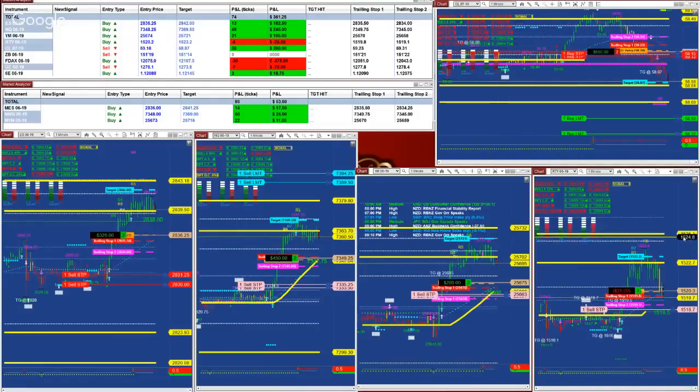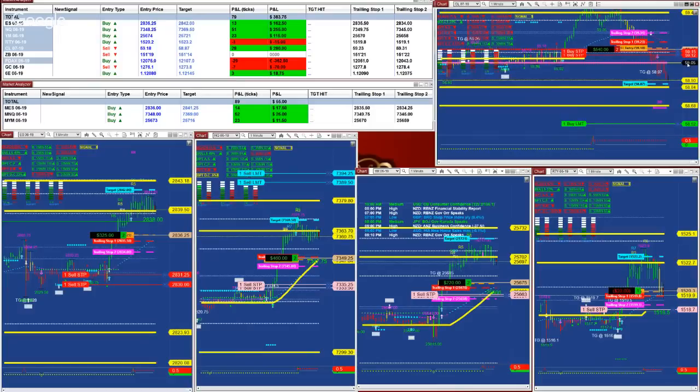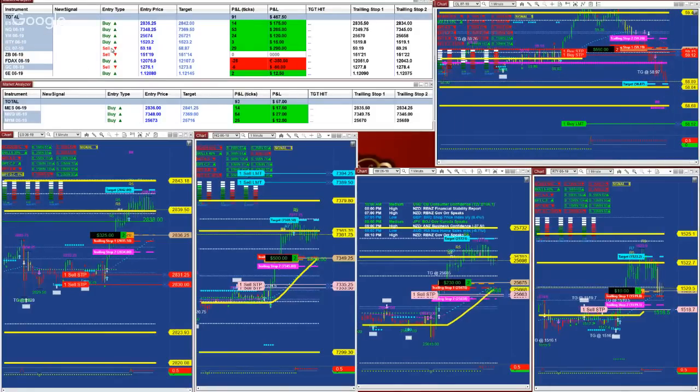All right. Right now, this is enough of that. We have an entry on the CL, and the target is hit on the CL. As you see, here is your CL trade.